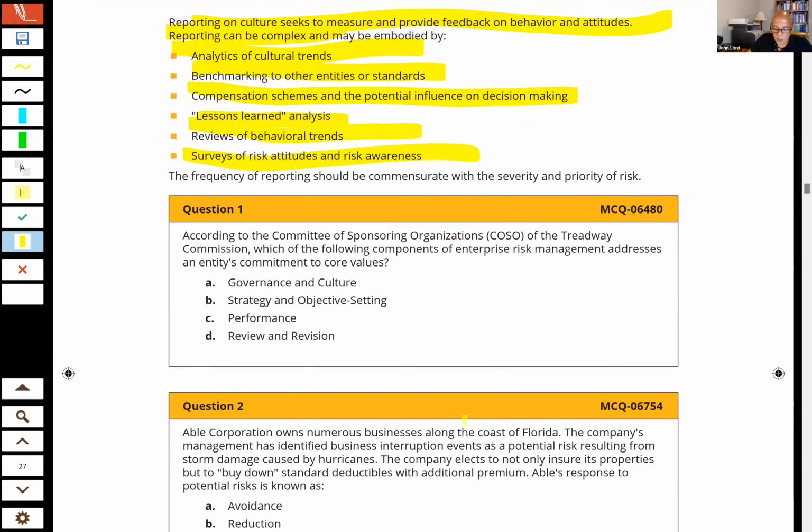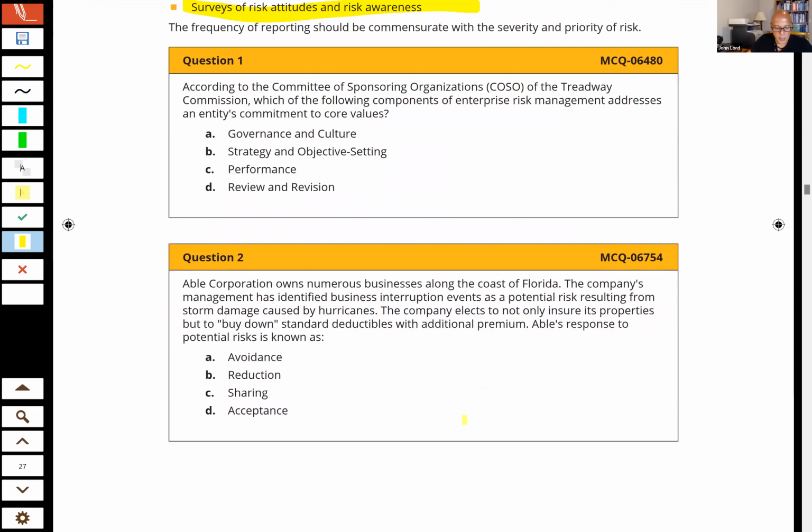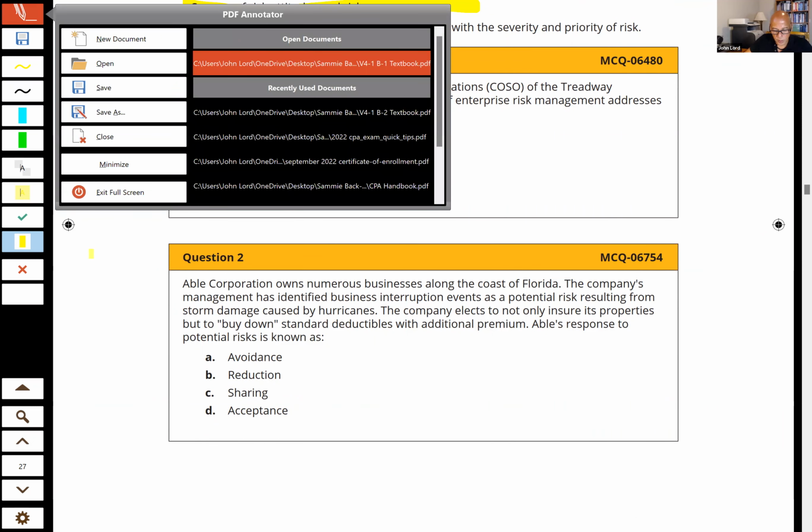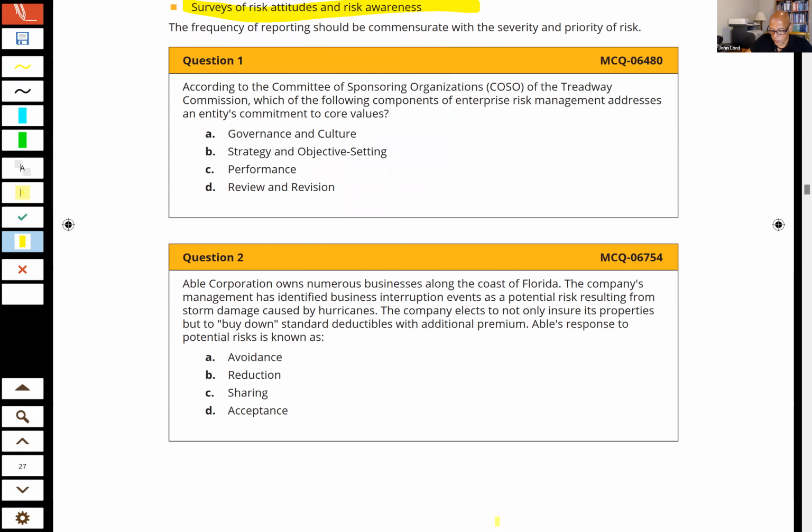Okay, good. Let's go ahead then, and let's take a look at a couple questions here and see if we can identify some key terms here that we'll need to know.